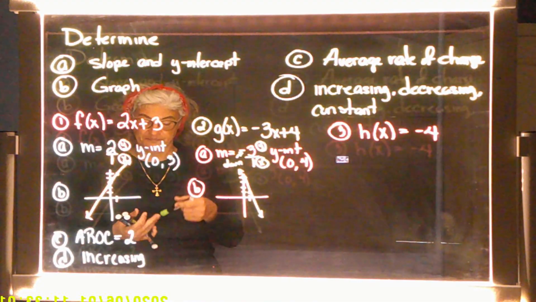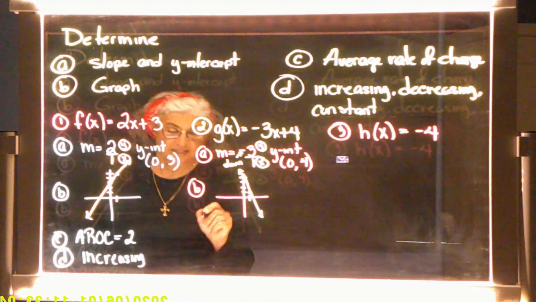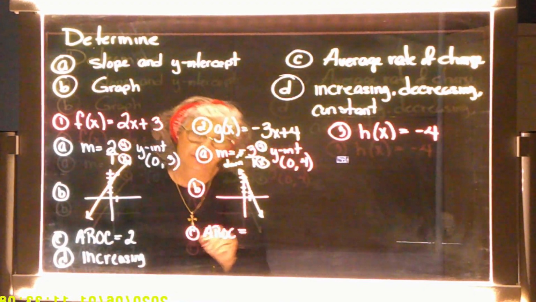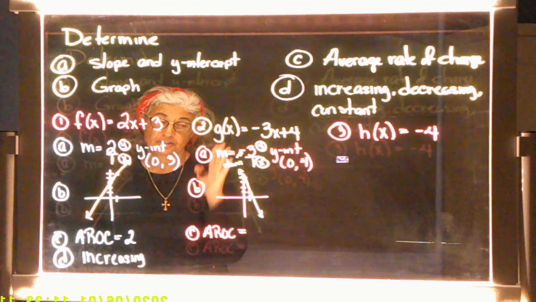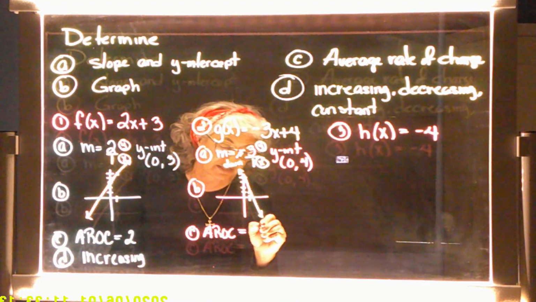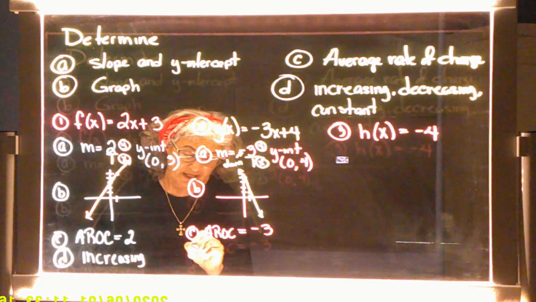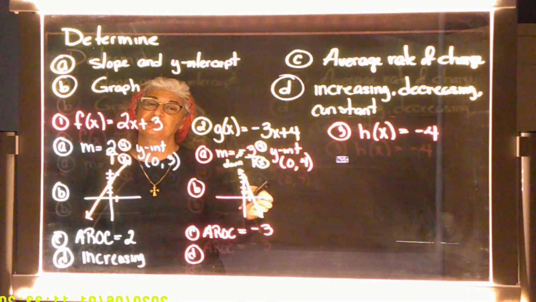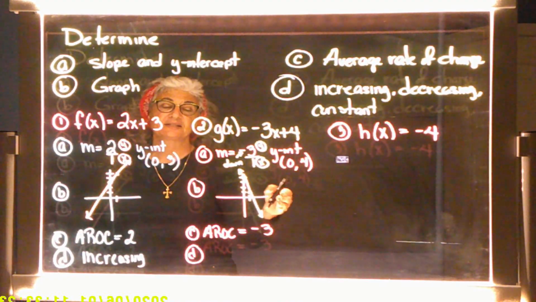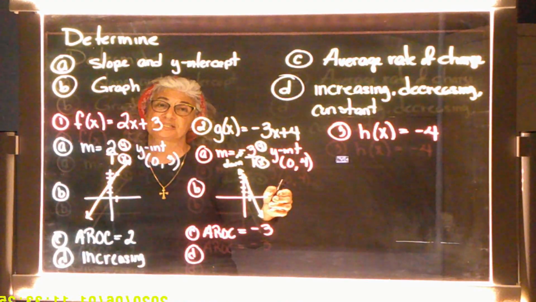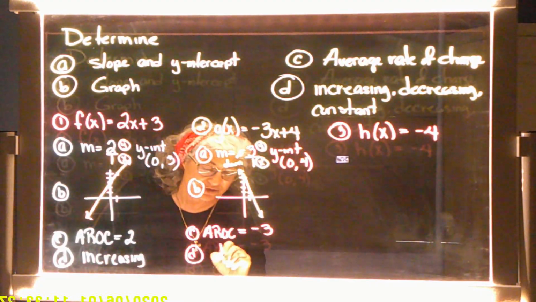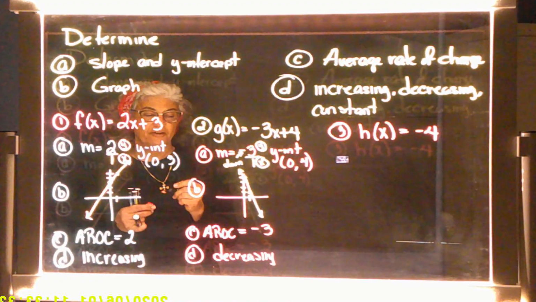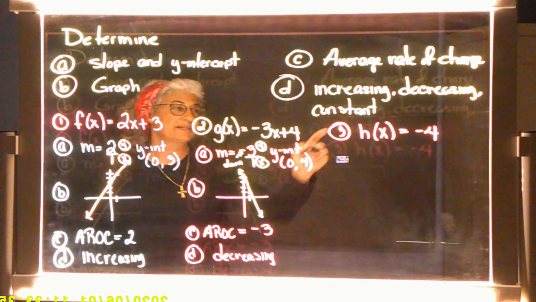Cool? Good. Part C wants AROC. Well, AROC is the same as slope in a linear function, so no surprise there, which in this case would just be -3. And Part D wants to know if it's increasing, decreasing, or constant. Well, take a look at your graph. When you go from left to right, because you go from the smallest x's to the largest x's, yeah, this is decreasing. Good, excellent. Are you guys with me? All right, so one more example.